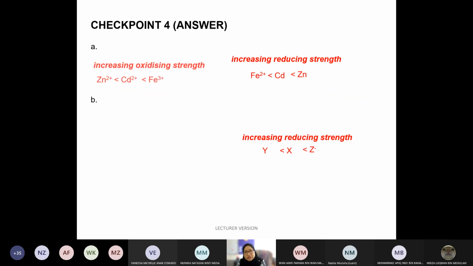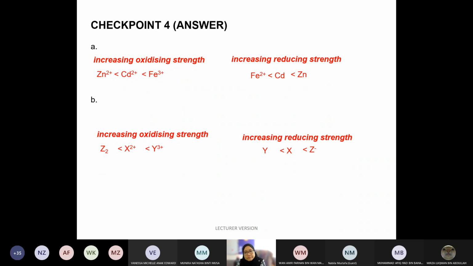So this is the answer for number 2. You can see the species are the same but different. This one is in molecular form. This is an atom, Y, this is an ion, this is an atom. It's not the same. Y is the same, but this is an ion. This is an atom.